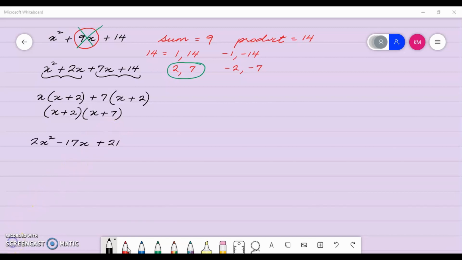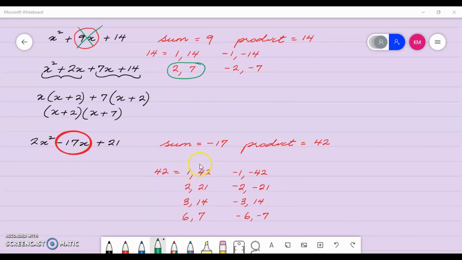Let's try one more. So let's say we have 2x squared take away 17x plus 21. Remember, our aim is to replace that middle term. So we are to find two numbers such that their sum is negative 17 and their product is 2 multiplied by 21 gives 42. So now I'm going to take that 42, that is where we start, and we are finding two numbers such that when multiplied gives 42.